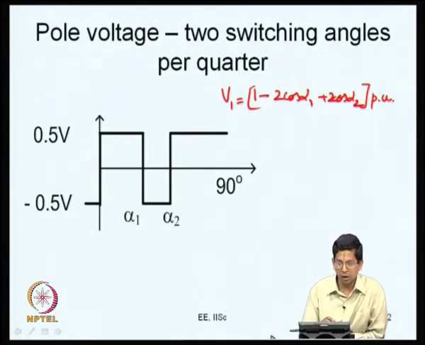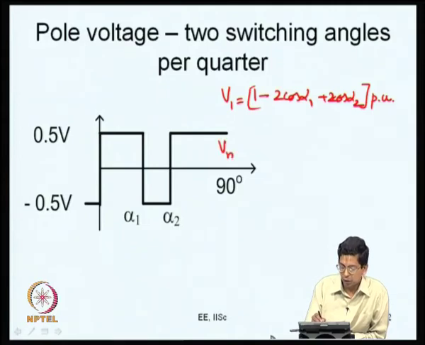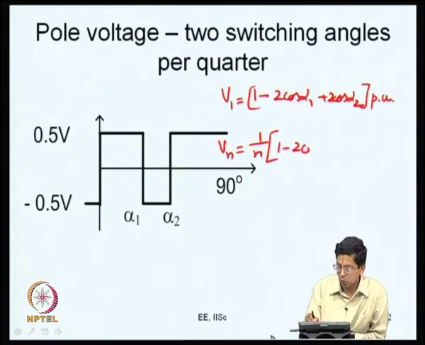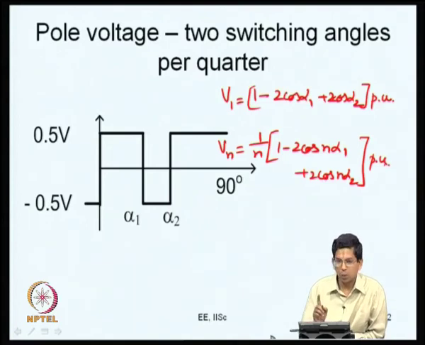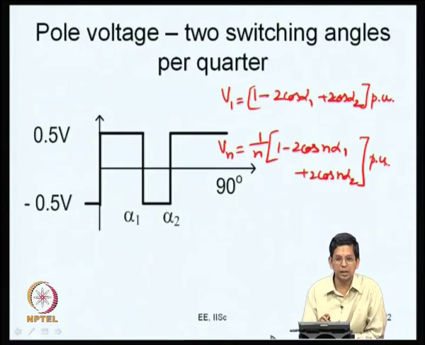And the nth harmonic component V n is going to be 1 upon n times 1 minus 2 cos n alpha 1 plus 2 cos n alpha 2 in per unit terms. Again, 1 per unit means 2 VDC upon pi, that is the fundamental voltage obtained with square wave operation. Is it right? Okay. So, these are basically coming from Fourier series, we are able to evaluate here now.